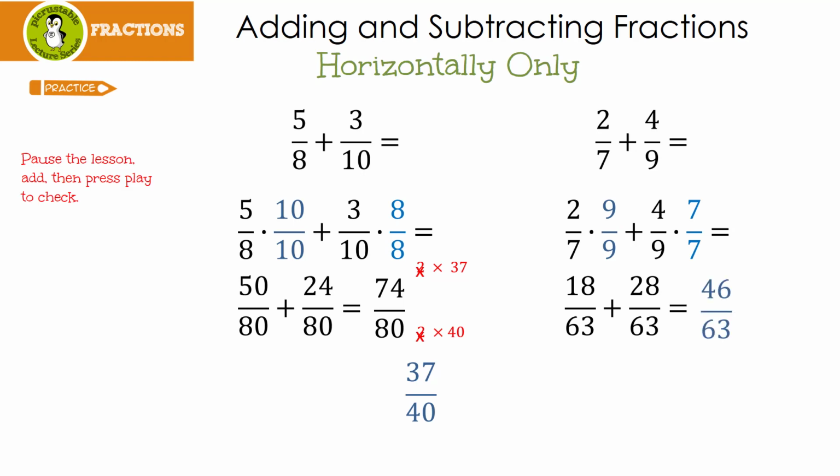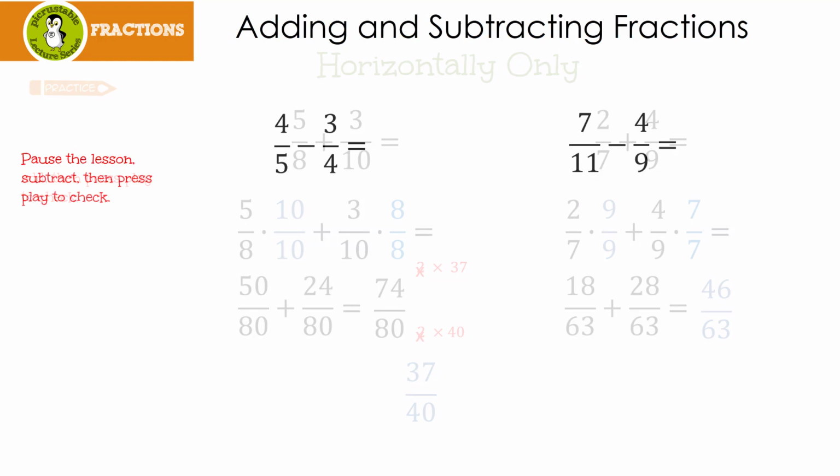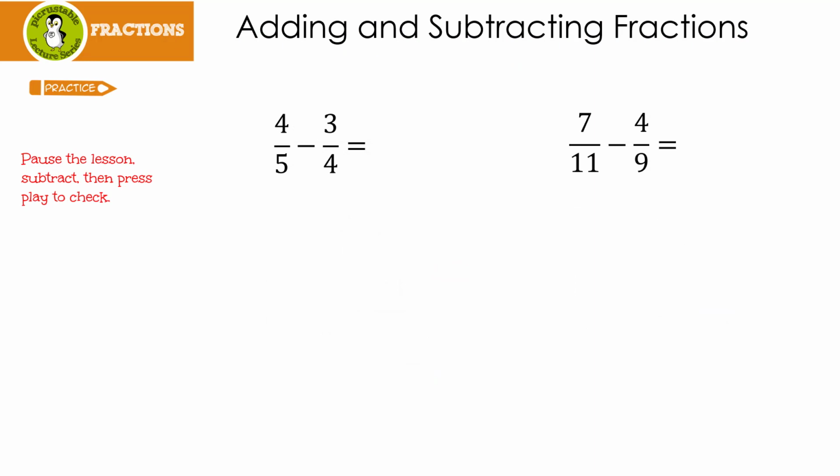Next, we add the tops or the numerators, and we get 46 over 63. Since I can't reduce it, that's my answer. Okay, we practiced addition. Now we're going to practice subtraction. You're going to pause the lesson, subtract, then press play to check.